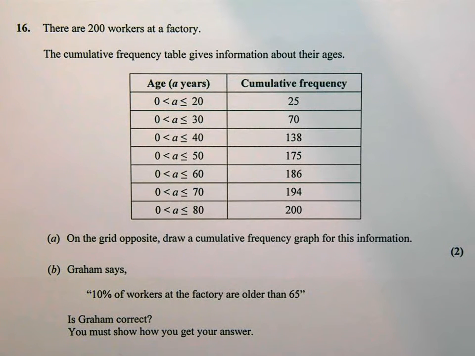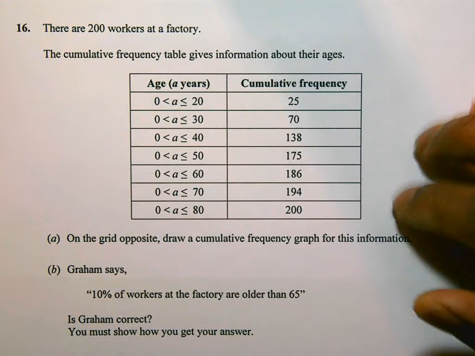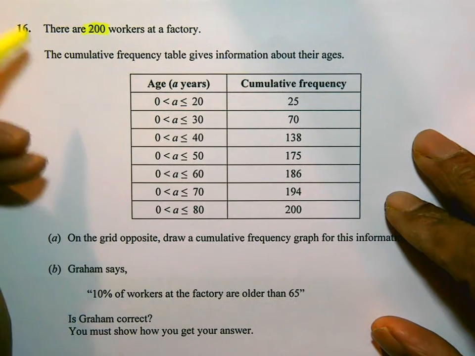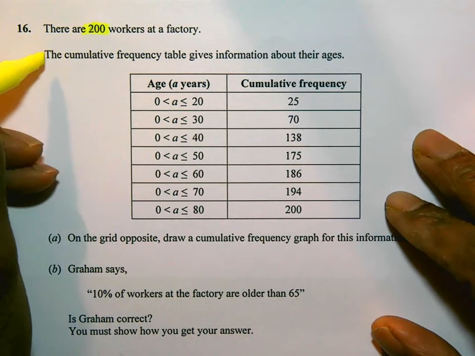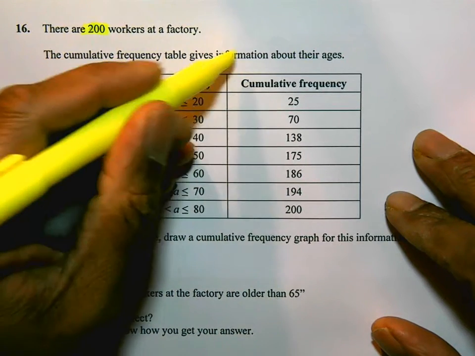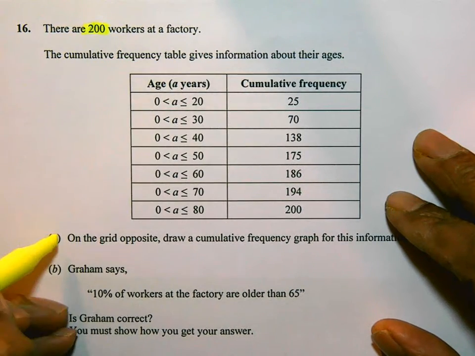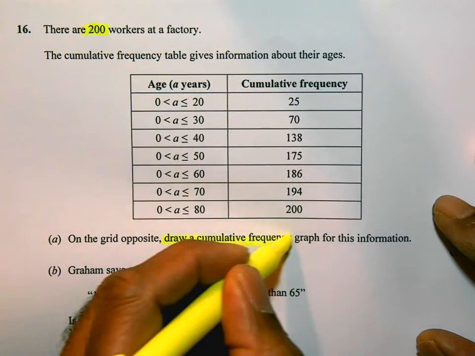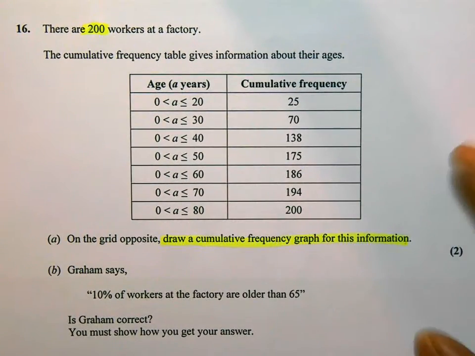This is question number 16 on the November 2014 non-calculator paper. So, starting off, let's read the question. There are 200 workers in a factory. That's always useful to know. The cumulative frequency table gives the information about their ages. And part A says, on the grid opposite, draw a cumulative frequency graph for this information. And there's 2 marks for it.